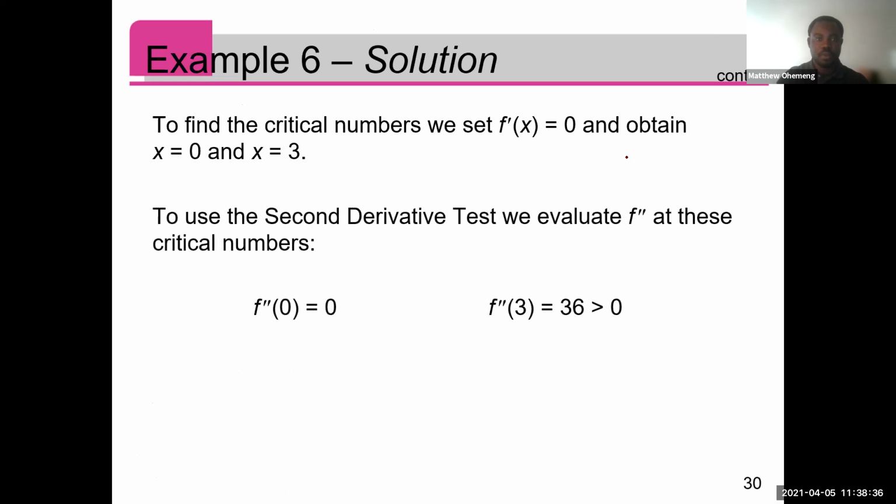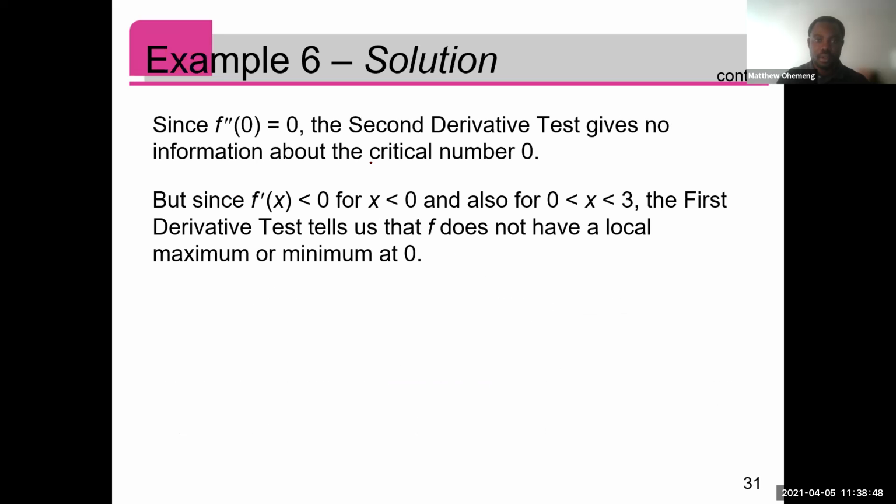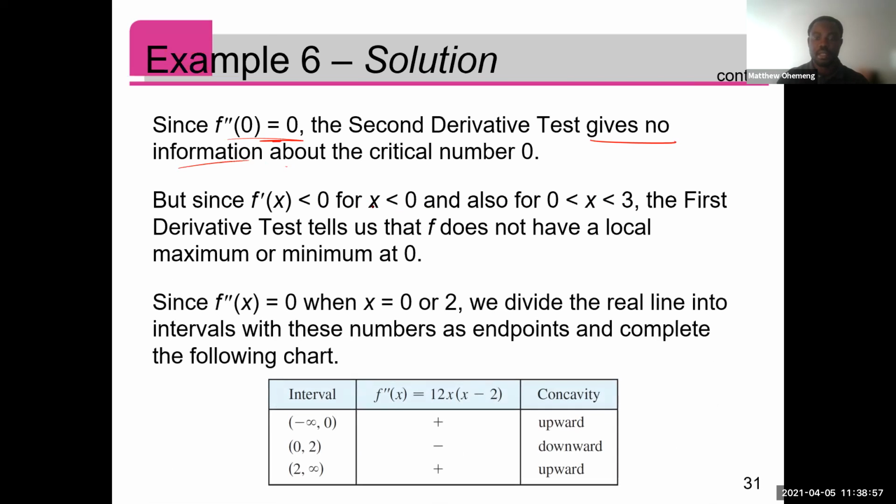So solve, you obtain 0 and 3 as your critical points. This is just saying that we know that the local minimum value is negative 27, which occurs at 3. But at 0, the test is inconclusive, right? F prime of 0 is 0, so it gives no information, right? Since this one is saying that for the first derivative test, it tells us that F does not have a local maximum or minimum.